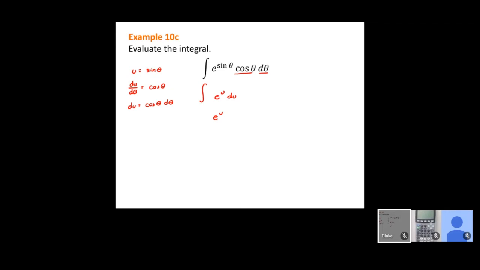Indefinite integral this time. So what else do we need? Plus c. Don't forget that plus c. All right, and now that we've got that, now we can just plug our u value back in there. So this becomes e to the sine theta plus c, and that is our answer. Any questions on that one now?